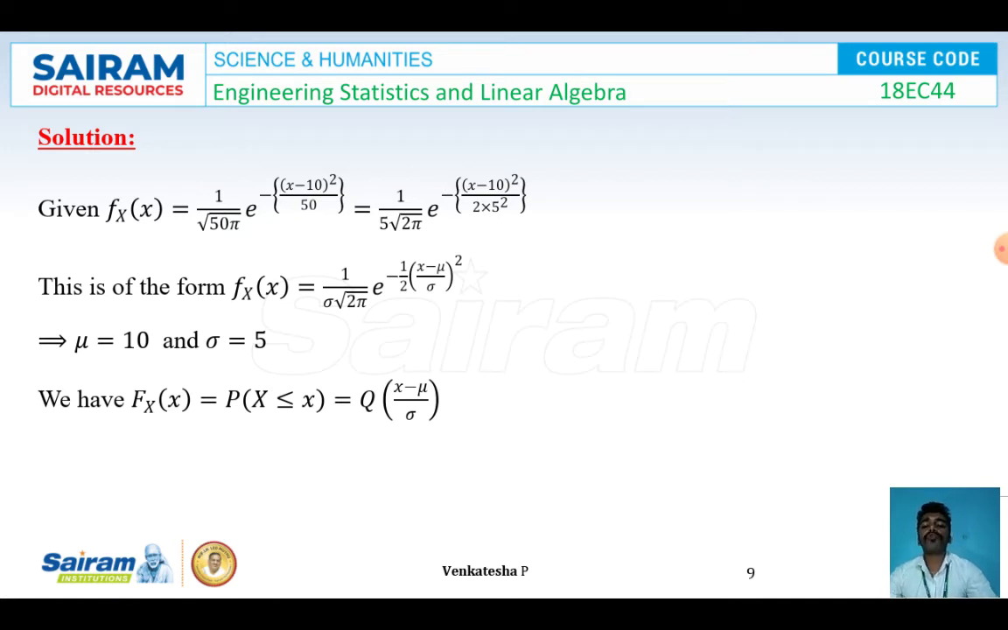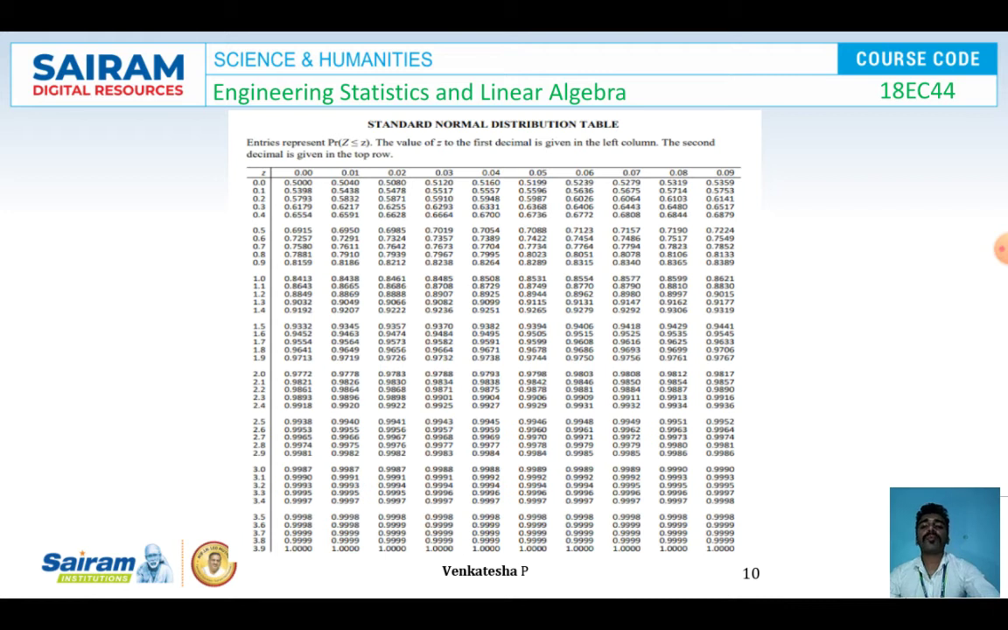So now to find the value of q function, we have to use a normal distribution table. This is called the normal distribution table. For example, I want to find the value of q of 0.51. To find q of 0.51, in the column wise go for 0.5, and here go for 0.01. So this value will be the value of q of 0.51, that is 0.6950.